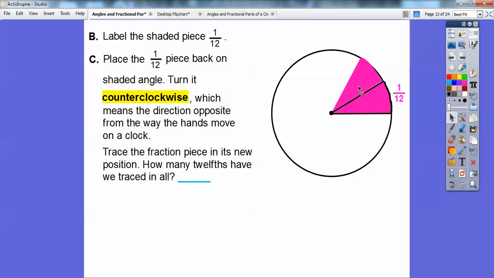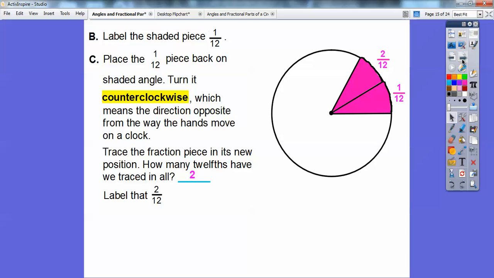Okay, so trace this fractional piece into its new position, and how many 12ths are we going to have? So there it is, all nice and traced right there. And here's 1/12, here's another 1/12, so there's two of them. Okay, so there's 2/12ths inside of here. So let's label this little piece 2/12ths right here.